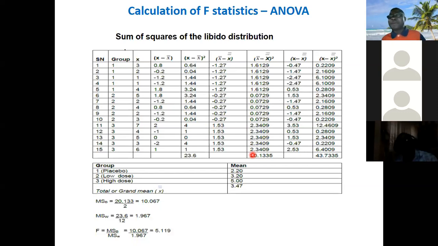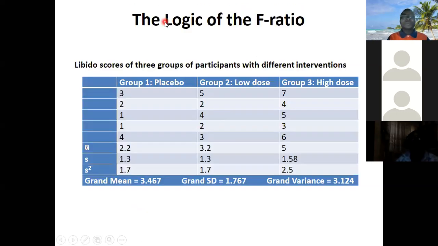Now you remember that each of the 3 groups has its own mean. Look at it. Each of the 3 groups, maybe I should go back. Each of the 3 groups has its own mean. So that's why we calculated the variance and standard deviation. That's what we call variance within. That's the variance within each of the 3 groups. That's one level of variance now. Variance within each group.